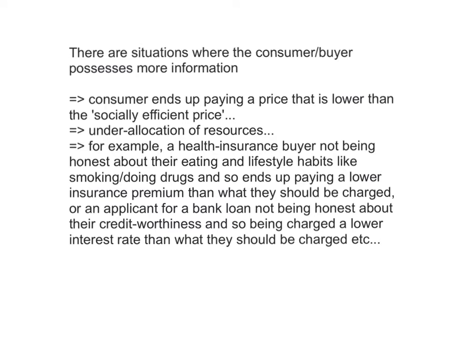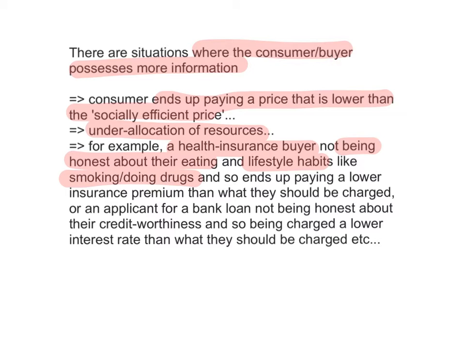There are also situations where the consumer or the buyer has more information than the seller or the producer. So the consumer in that situation ends up paying a price that is lower than the socially efficient price, and this leads to an under-allocation of resources. For example, a health insurance buyer not being entirely honest about their eating habits or their lifestyle habits, like smoking and doing drugs, and so they end up paying a lower insurance premium than what they should be charged. While this might be good for the buyer or the consumer, it's not necessarily good for the insurance company.